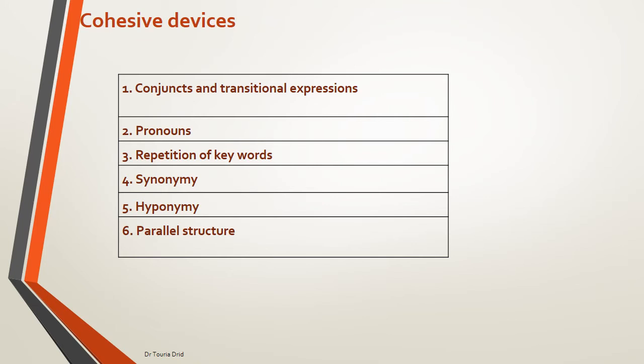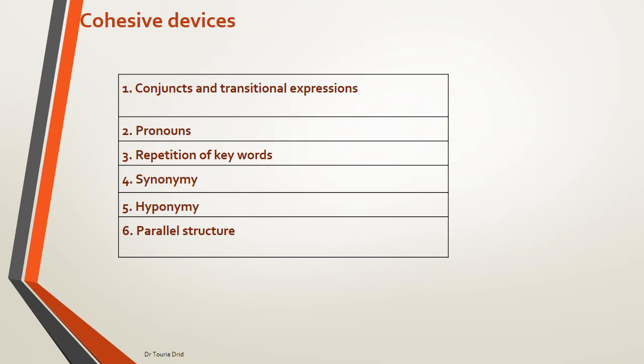The third type of cohesive devices is a repetition of keywords. In a paragraph, sometimes we have a keyword. All the discussion is about it. So, instead of using a pronoun that replaces a noun, just the same noun is repeated to remind the reader of the topic of the discussion. Of course, repetition should be careful. The writer should not over-repeat. Writers are advised to balance between the use of pronouns and the repetition of keywords.